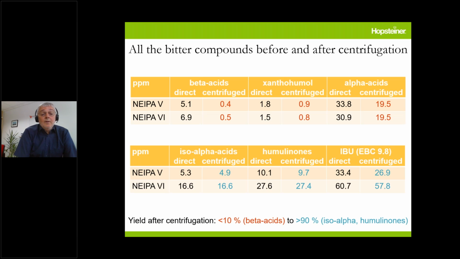To sum up, the yield in the liquid phase after centrifugation is lower than 10% for the beta acids, but it's higher than 90% for the most polar compounds, the iso-alpha acids and the humulinones. And so you see the clear effect this haze in the New England IPAs has on the composition. It helps that non-polar compounds are present in the beverage.